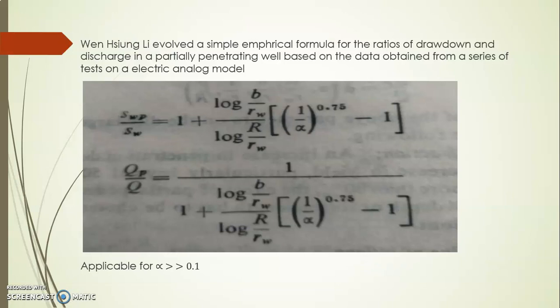Van Helsing Lee evolved a simple empirical formula for the ratio of drawdown and discharge in a partially penetrating well, based on the data obtained from a series of tests very similar to an electric analogy method. Swp by Sw equal to 1 plus log (l by rw) by log (R by rw) times (1 by alpha power 0.75 minus 1). Similarly, Qp by Q equal to 1 by [1 plus log (l by rw) by log (R by rw) times (1 by alpha power 0.75 minus 1)], which is applicable for alpha greater than 0.1.